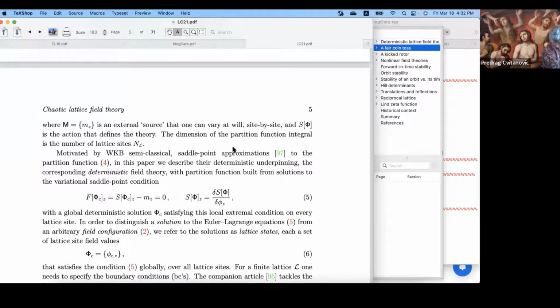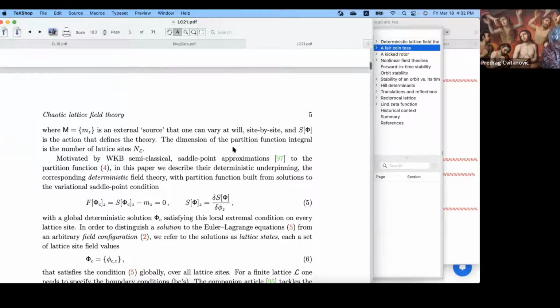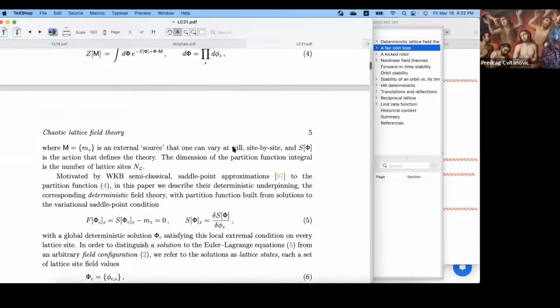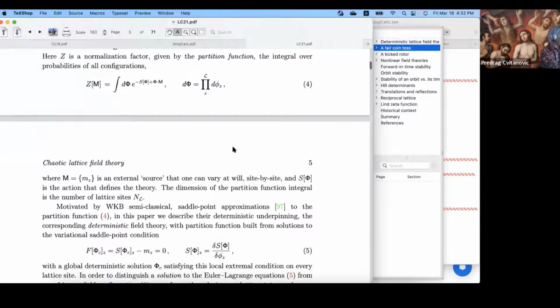It's a functional derivative, right? So you're varying the action. It has to be satisfied on every lattice site. So you have to vary the field on lattice site Z, right? The equation is true every place. In the usual mechanics, this is time, and it has to be satisfied for every time. But on a lattice, it could be space-time.